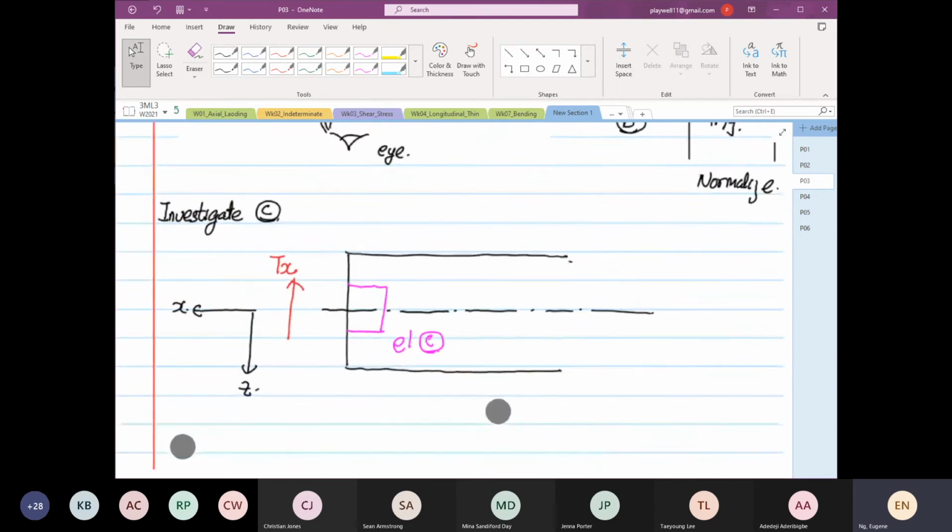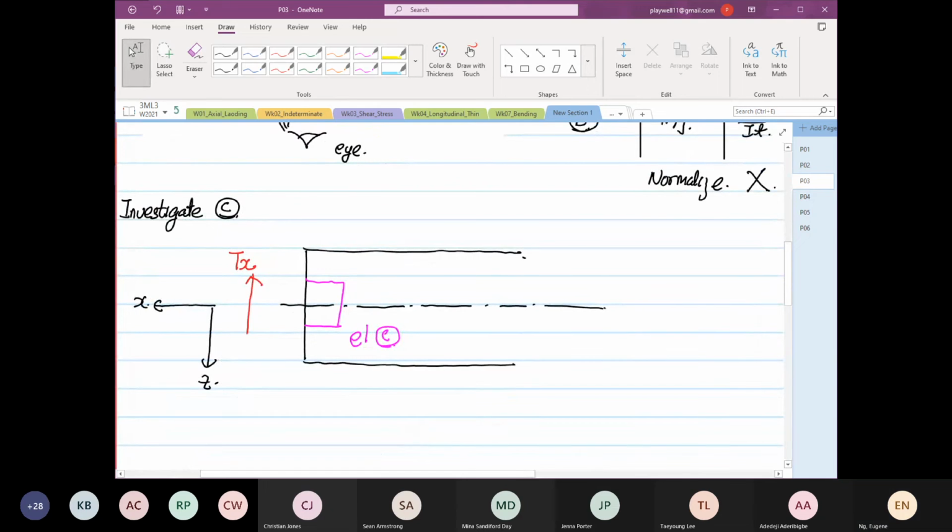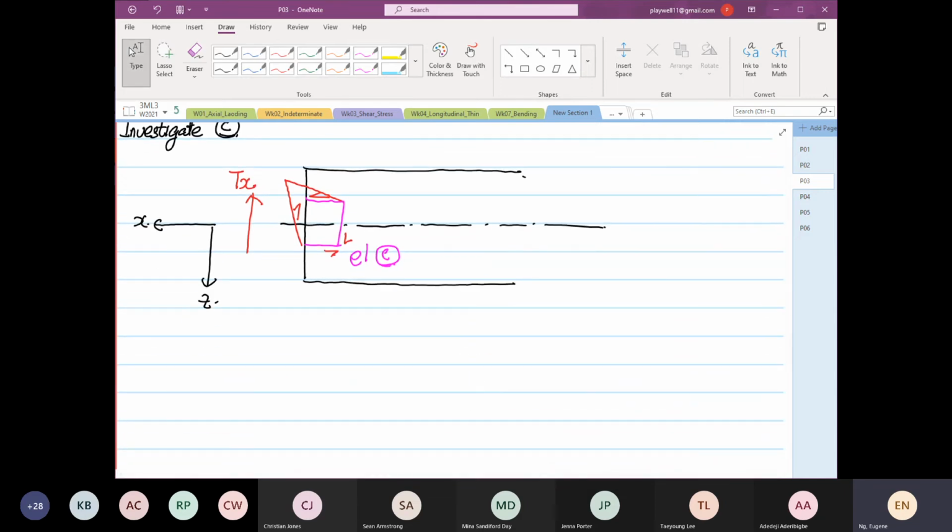Right. So when that's the case, how will the element deform? The element will deform this way. Now this is exaggerated deformation because your shear stress acts this way, yes or no? So this is going this way, so the element will deform this way. Now we just apply Mohr's circle on the element.